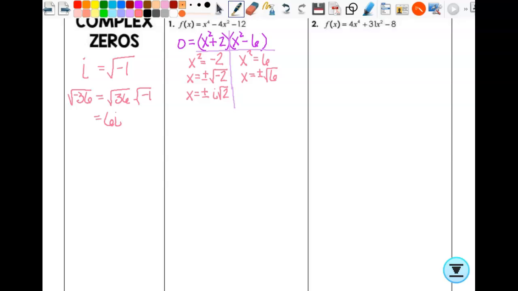So what this tells me is I have a 4th degree polynomial. I have a total of 4 zeros, but only 2 of them are real. So even though this is a 4th degree polynomial, it's only going to cross the x-axis twice. Okay, then the other 2 zeros are imaginary. My answer here then for my zeros, because it says to find all of them, is plus or minus i times the square root of 2 and plus or minus the square root of 6.